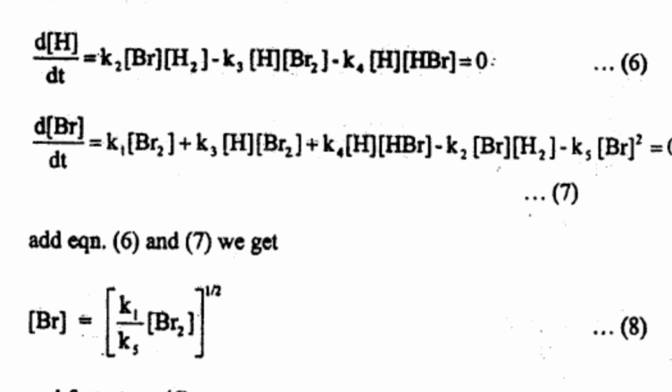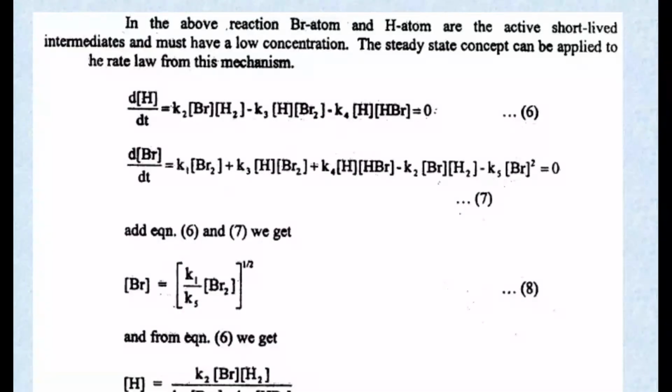When we add the above two equations and rearrange, we get the Br concentration equal to (k1/k5 [Br2]) whole power 1/2.